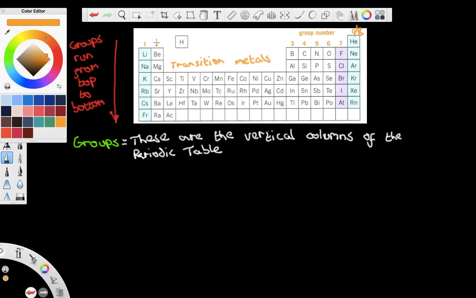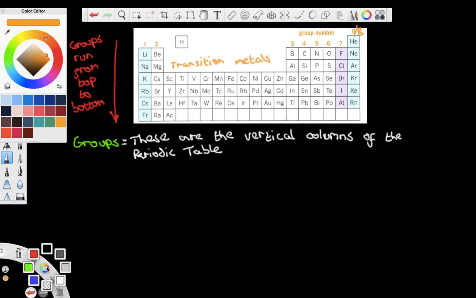Now, the groups run downwards in vertical columns on the periodic table, and all of the elements in a single group will have similar properties. So, for example, all of the elements in group 1 are highly reactive. If we put these metals, because they're on the left-hand side of the periodic table, in water, they burn. On the other hand, the elements in group 8, or 0, depending how you want to call it, are very unreactive. They don't react with anything. They are very, very stable.